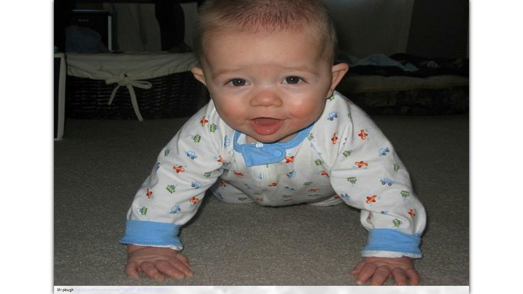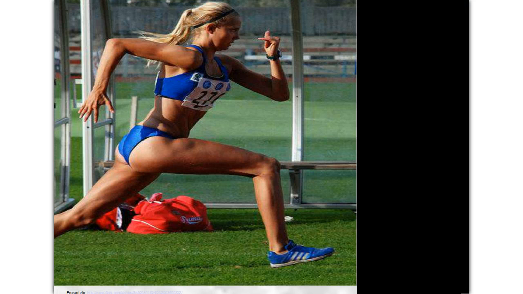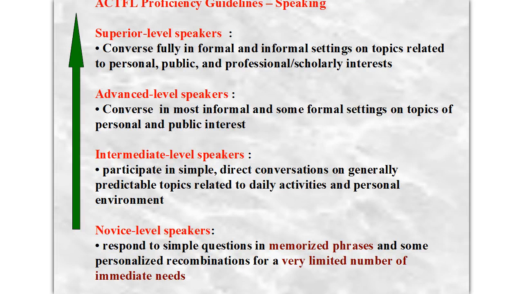We want our students to do more than crawl in the language. We want them to run in the language. ACTFL has identified the various levels of speaking, from the basic crawling of the novice level, where students speak and memorize phrases and personal combinations, up to their walking in the intermediate level, where students have simple direct conversations, and to the running levels of advanced level and superior level speaking.